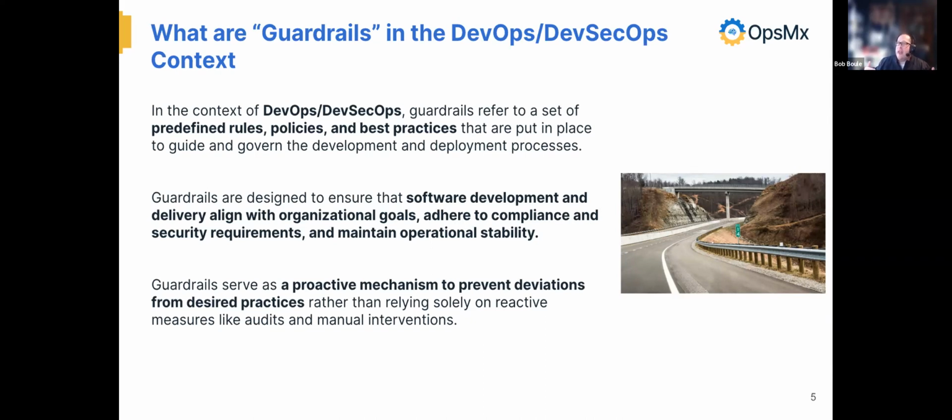And at the end of the day, that's what we're looking to do here. We're looking to say, hey, what are the areas that we want our teams to operate within? What are those guidelines? And then how do we make sure that they're paying attention and those guidelines are being followed? The other piece of this is ensuring that software development and delivery align with organizational goals and adhere to compliance and security requirements. And again, maintaining operational stability are all other areas where you're going to put guardrails in place.